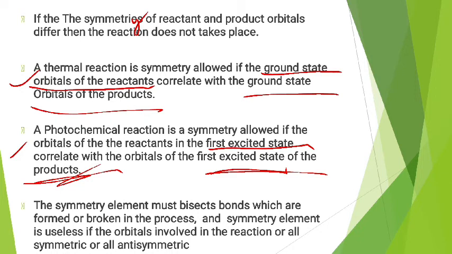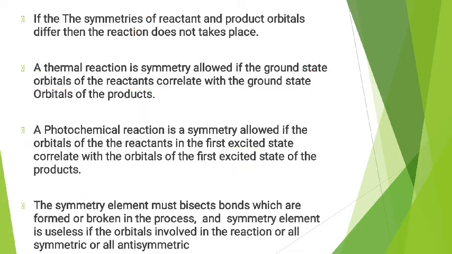For a thermally allowed reaction, the ground state orbitals of reactants must correlate with the ground state orbitals of the product. For a photochemically symmetry allowed reaction, the first excited state orbitals of reactants must correlate with the first excited state orbitals of the product.